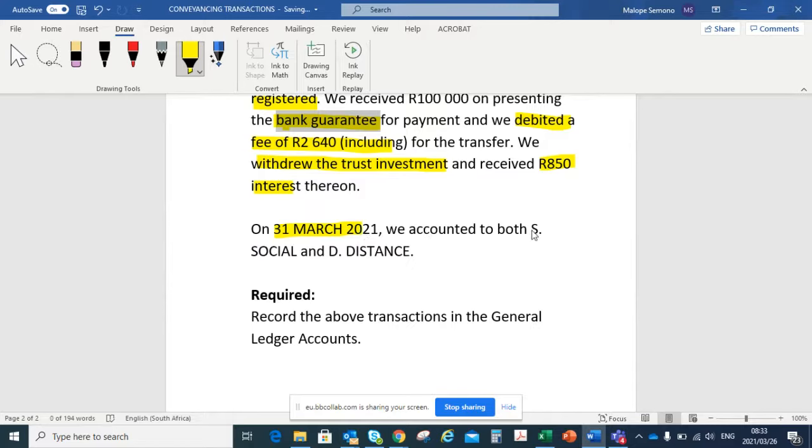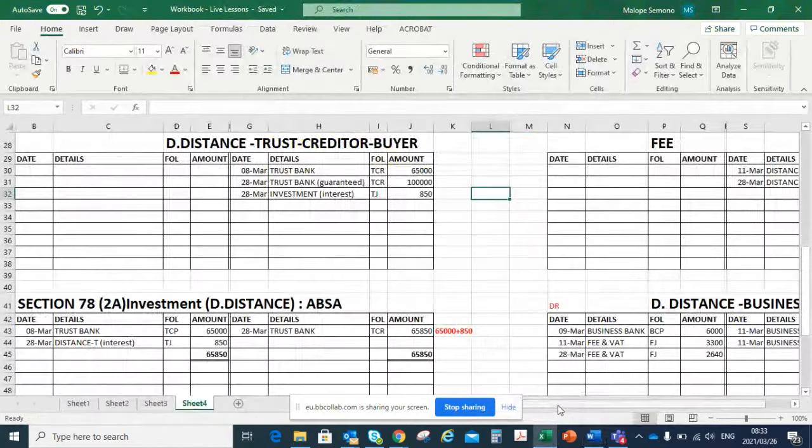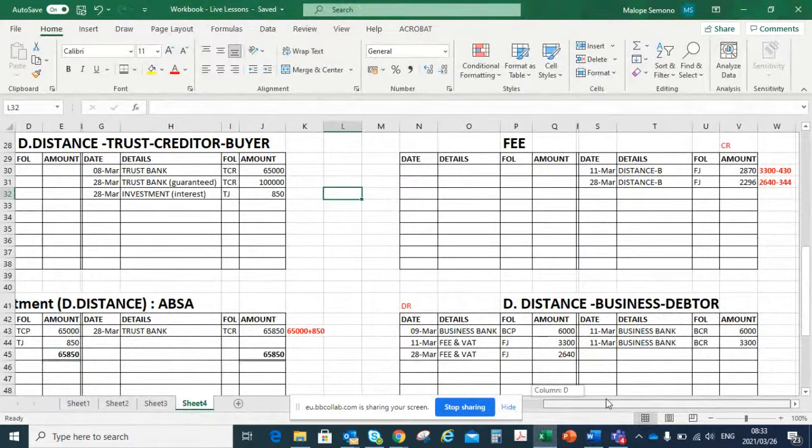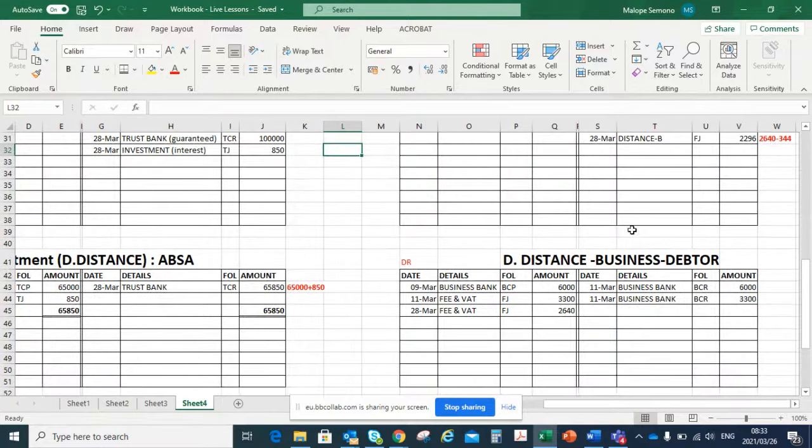So on the 31st of March, we accounted to both Social and Dlamini. Can you see now? It means now we need to close the books, close the files, and account the amount of money. If we owe Social, we're going to pay Social. If we owe Dlamini, we're going to pay Dlamini. So what we need to do, we need to go and account. But firstly, we need to check if there's any fee that needs to be transferred. So we need to go and check any fee.